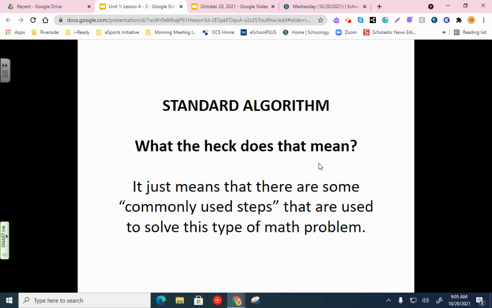So standard algorithm, when a math teacher says that, it just means that there are some commonly used steps used to solve this particular type of math problem. So what we're going towards when we talk about standard algorithm is the accepted, quickest, best way to do the math according to mathematicians. So that's the goal that we're going for. Earlier this week, we were going over different ways to do it with area models and breaking down into partial products. But right now, we want to go towards this and that to be our end game.